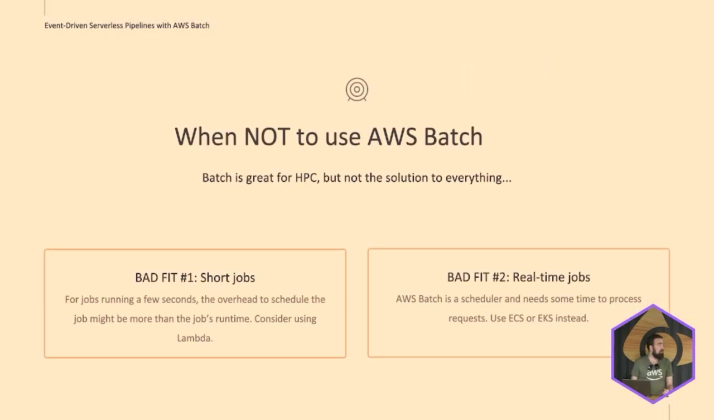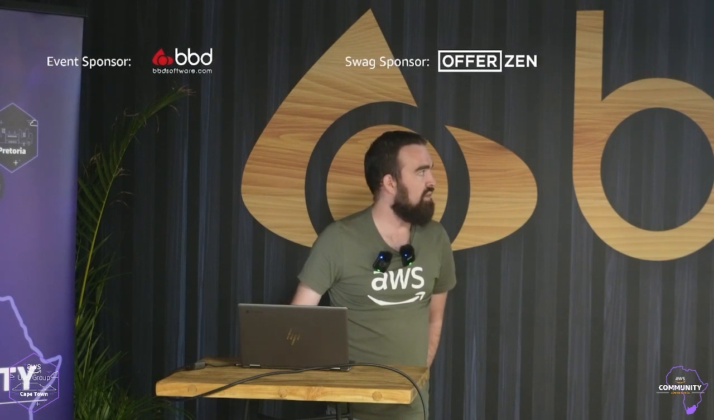So we've talked about when and why batch is good, but now let's look at when you shouldn't use batch, because like every AWS service, there are trade-offs. It's great for high performance compute needs, but it's not the solution to everything. Two things that I can point out. Bad fit number one, short jobs. If it's some processing that's going to run for a few seconds, even a few minutes, then the overhead to schedule the job is probably going to be more than the job's runtime.